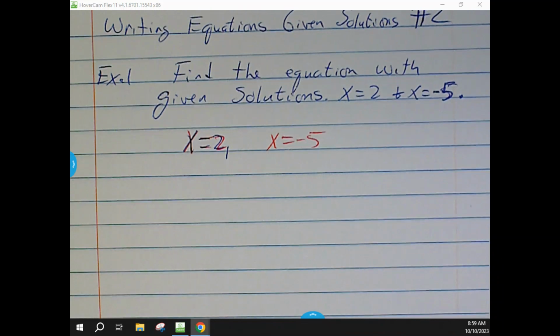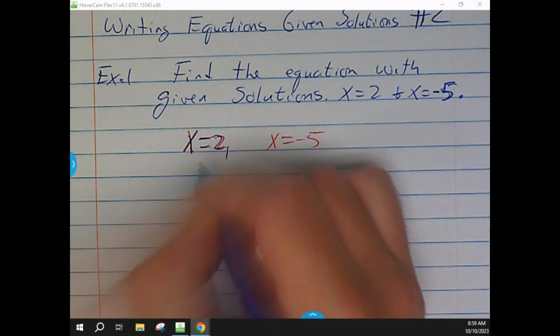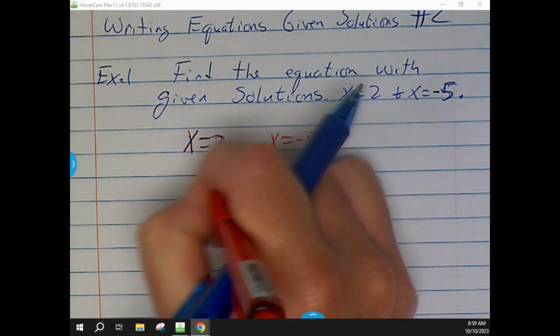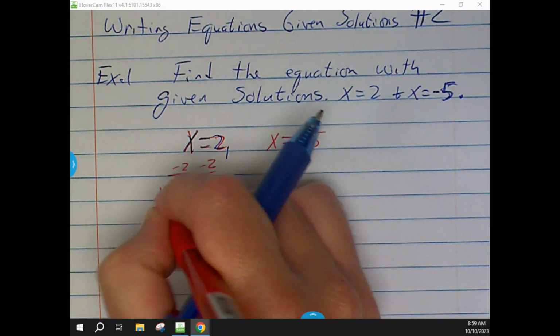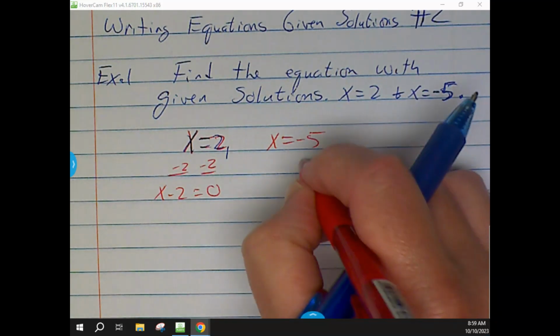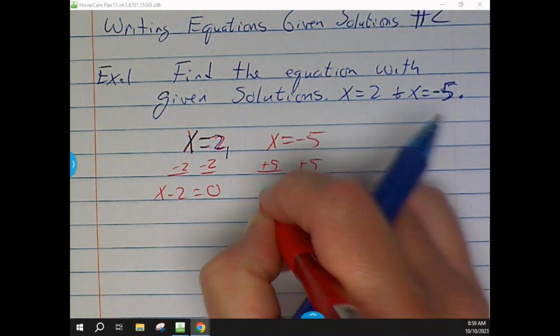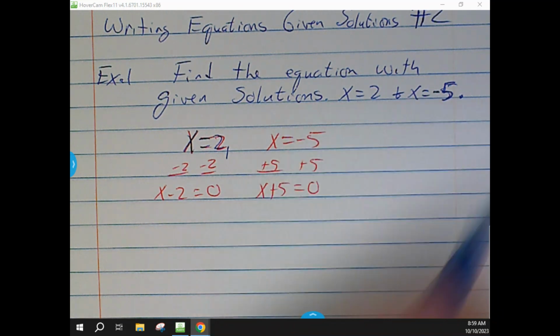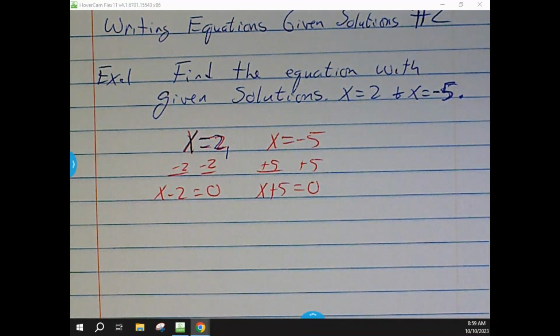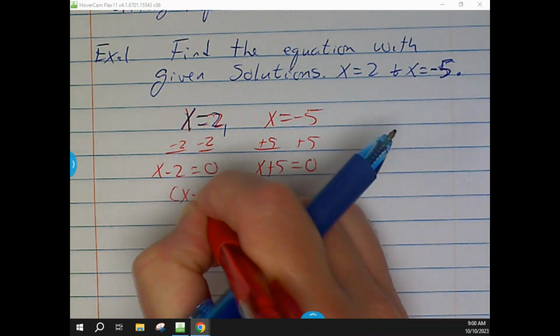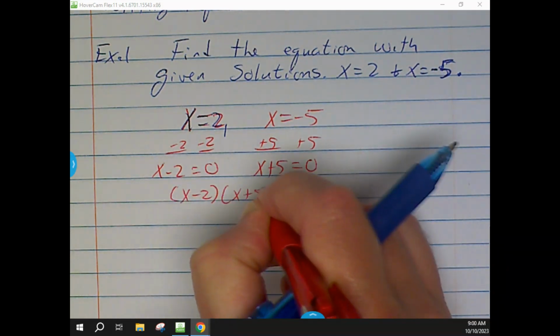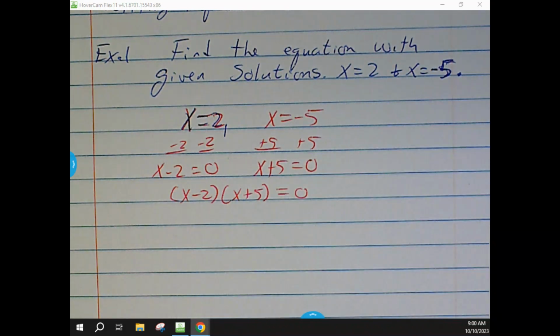If they give you solutions, the very first thing that you're going to do is take whatever this number was and move it back over here so it equals 0. So this one would be x minus 2. For this one, we would add 5 to both sides. So that's x plus 5 equal to 0. And then usually if we were doing this before, these two things were separate. You'd bring those two things back together in one expression or one side of the equation.